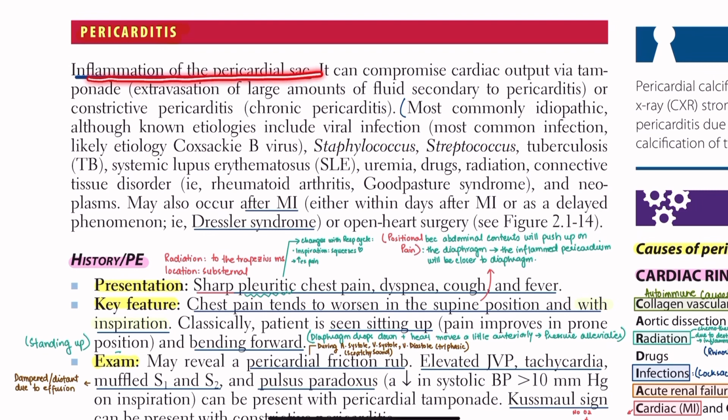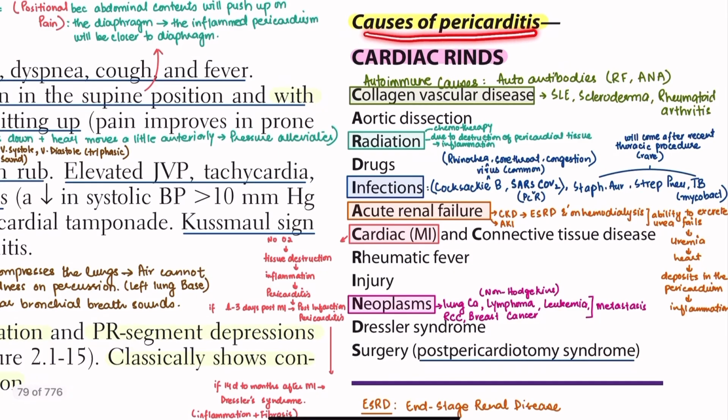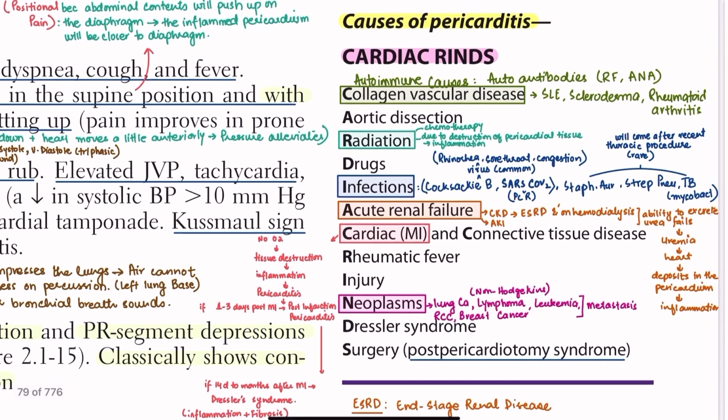Pericarditis is the inflammation of the pericardial sac. It can compromise the cardiac output via tamponade, that is extravasation of large amounts of fluid secondary to pericarditis, or constrictive pericarditis. Now, let's discuss some of the causes of pericarditis. The causes of pericarditis can be remembered with the mnemonic CARDIAC RINSE. The most common cause of pericarditis is infections.